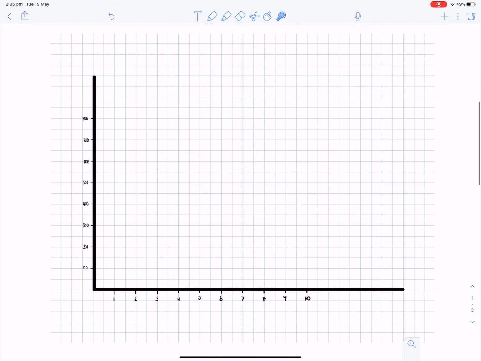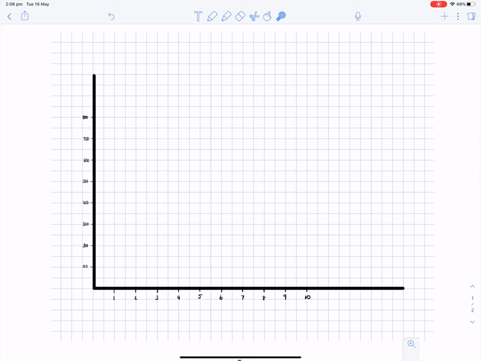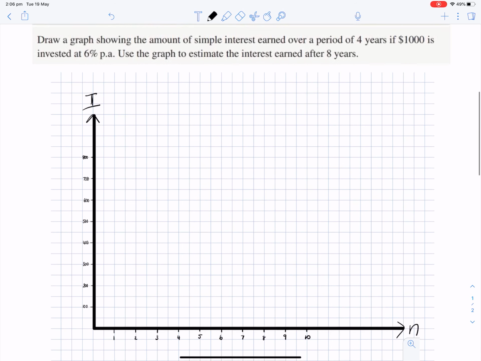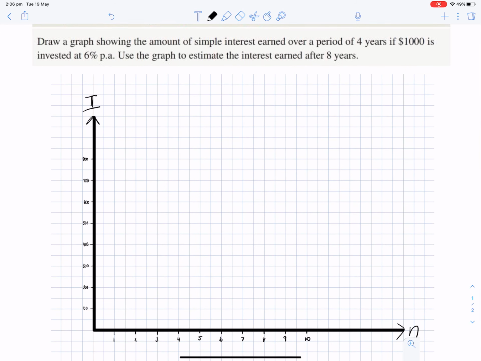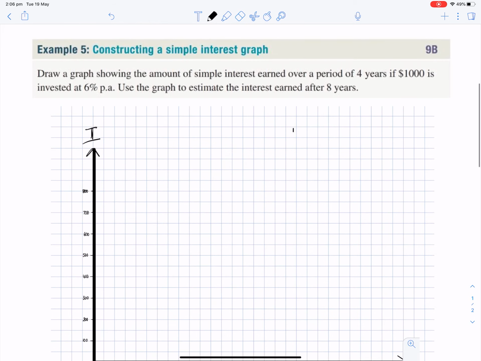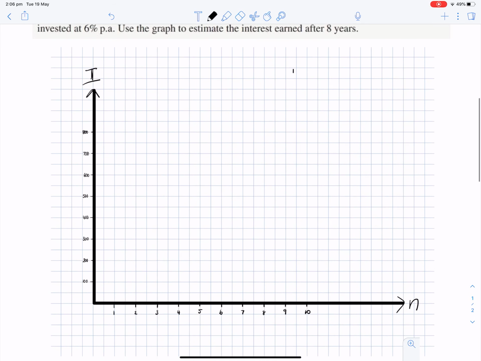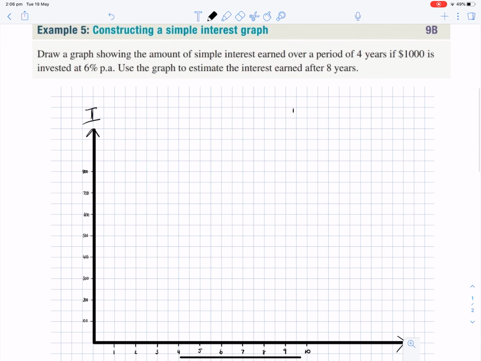Okay, so your x-axis is your N and the interest is your y-axis. Okay, so let's start with reading the question. Sorry, I got a little bit ahead of myself. I've prepared the axes earlier to save a bit of time.